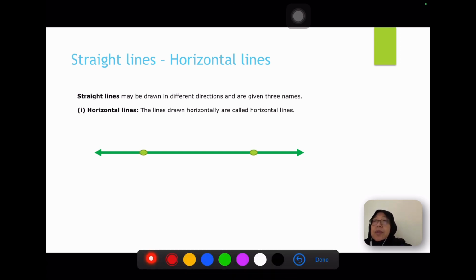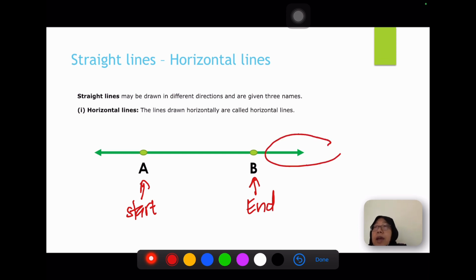And we have 2 points there. One is A and one is B. When you put the points, that means the horizontal line will start from A and then end at B, even though we still have this on both sides. Let's say a person walks from point A to point B and then stops. So this is the AB line.